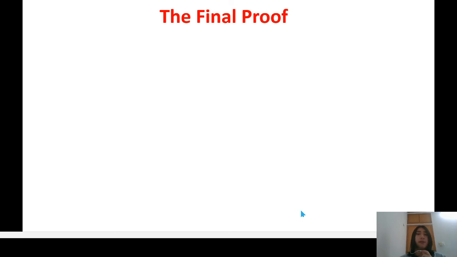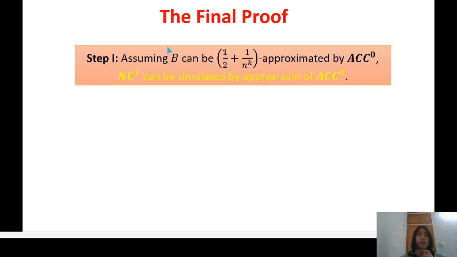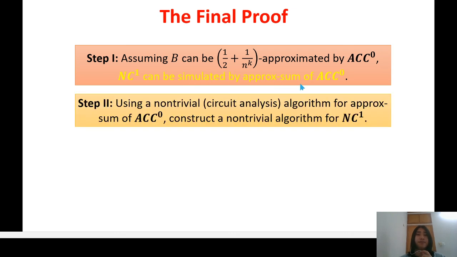So we can proceed to our final proof. Of course, it's also proven by contradiction. So we assume NQP can be half plus inverse polynomial approximated by ACC0, and in particular, B, as it's in polynomial time, can also be half plus inverse polynomial approximated by ACC0. And by the previous collapse theorem, NC1 can be simulated by approximate sum of ACC0. So these two classes are the same class.